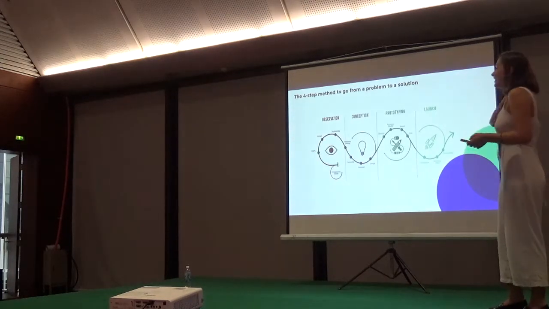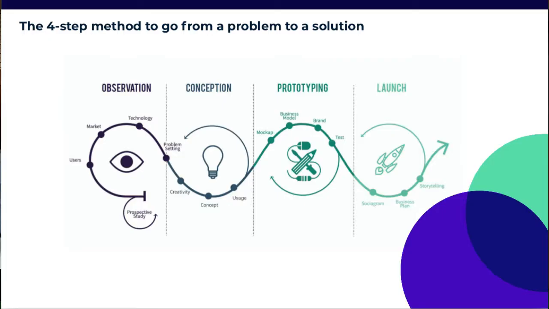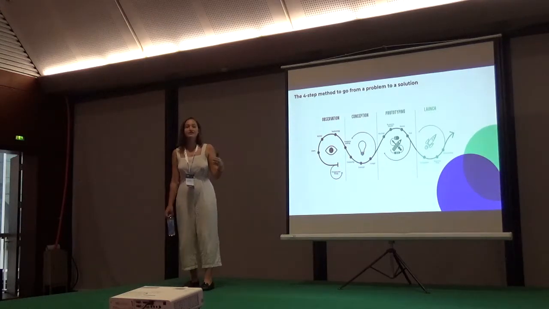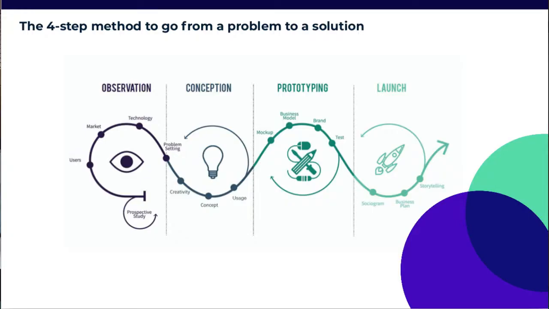Okay, so design thinking is about four different steps to go from a problem to a solution. The first part that we are going to focus on today is observation. You have a lot of people that you need to observe and interview when you want to identify a real problem. Then you define a problem, then you have conception, ideation and creativity. Then you prototype, you test, and then you launch. The first two parts are a lot about design thinking, and the last two parts are more about the Lean Canvas and the Lean Startup that we saw yesterday.